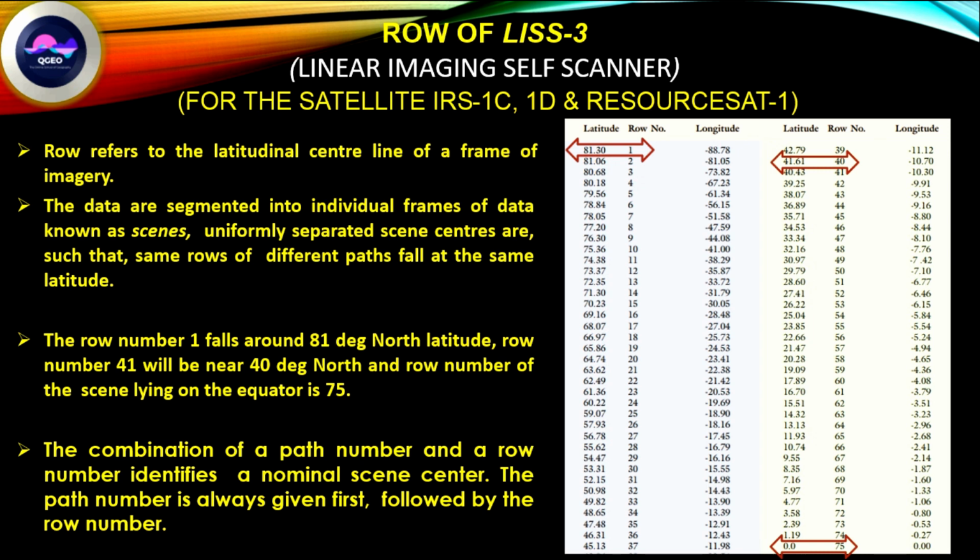Row number 1 falls around latitude 81. Here the arrow marks are shown. Row number 1, latitude 81. Row number 40, latitude 41.61, and in case of the equator it is row number 75. The combination of path number and row number identifies the nominal scene center. The path number is always given first, followed by the row number.